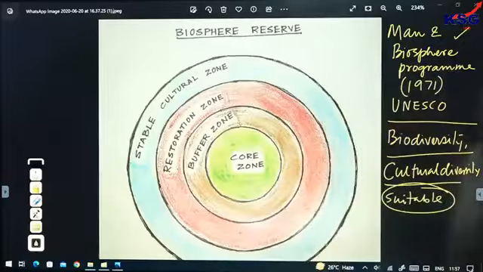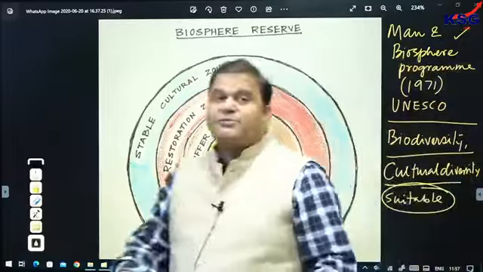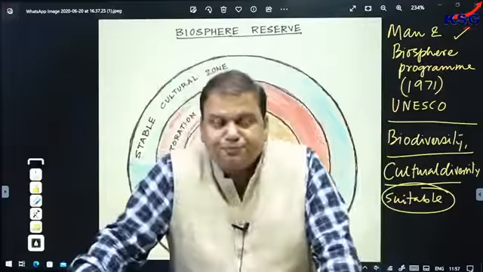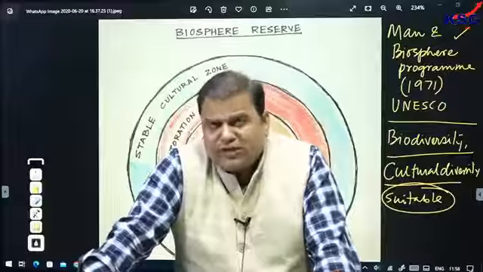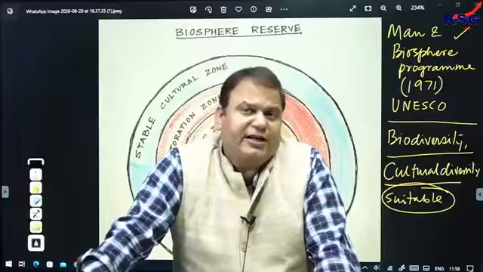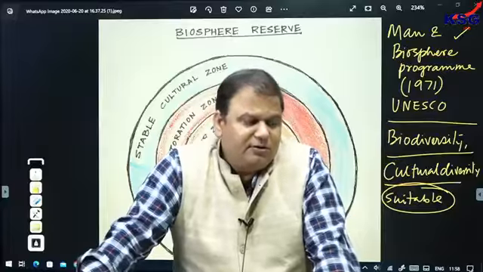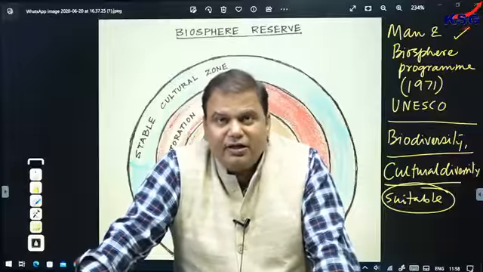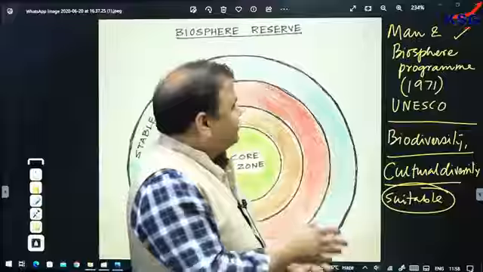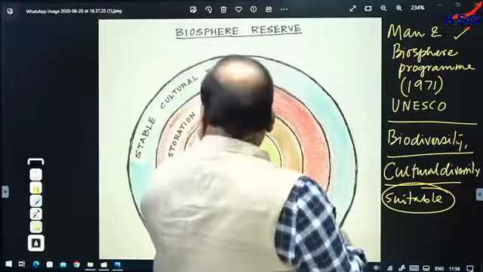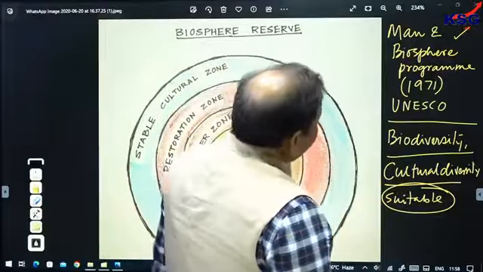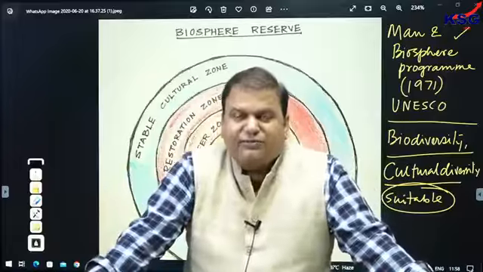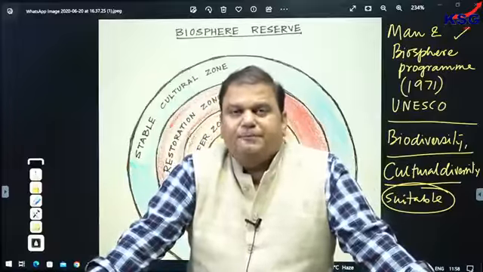For example, suppose if cow dung is used as manure in the field, it's not going to damage the soil in any way. If we use rotational crops, it is responsible for enhancing the fertility of the soil. Clear? So it's not going to damage the environment in any way. Now this would be called as what? This would be called as the cultural diversity. Is that clear?